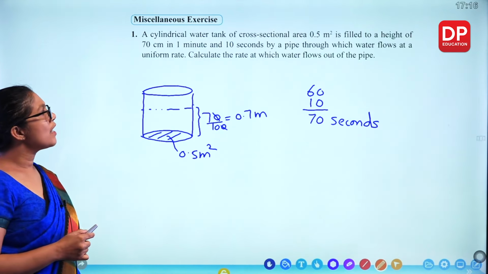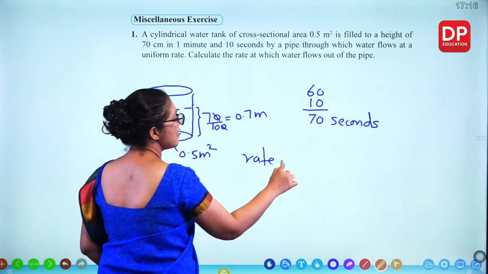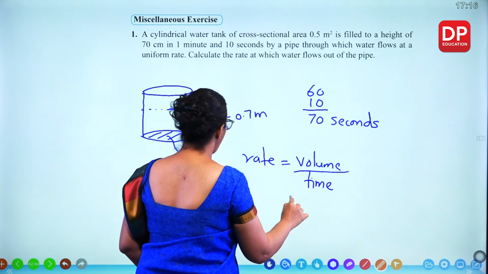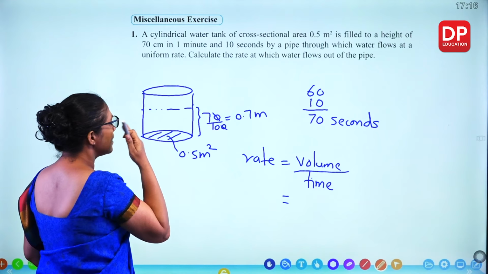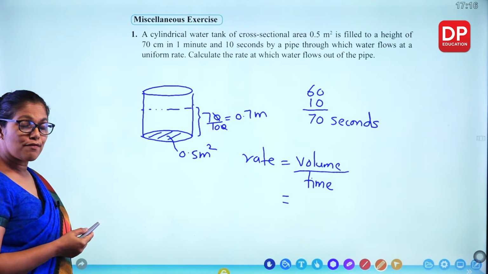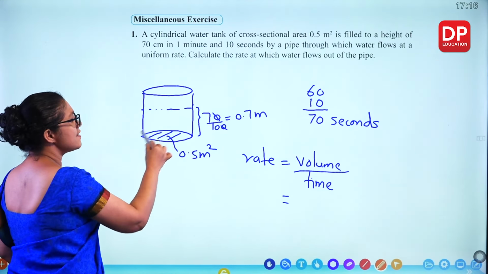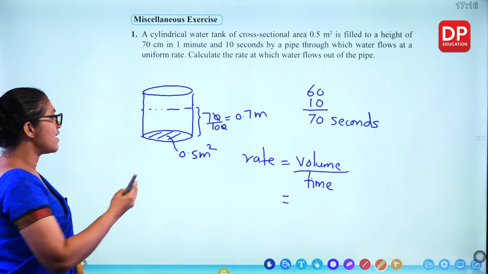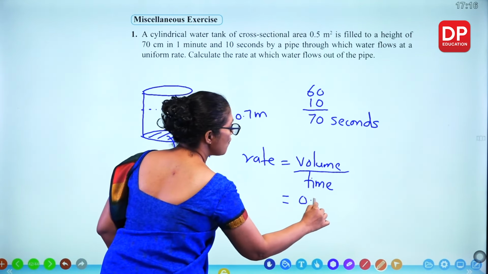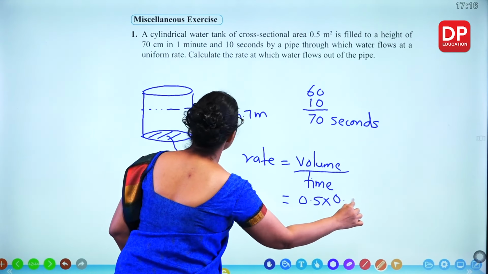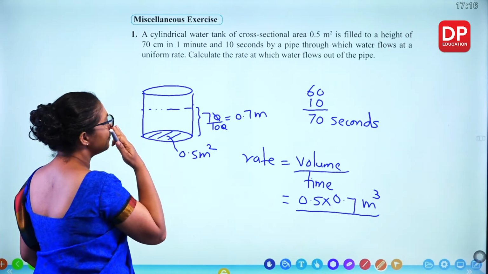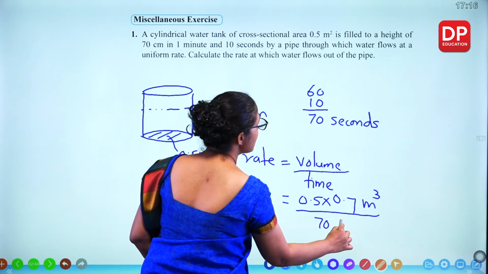So how can we find out the rate? Rate is volume over time. Volume is given in cubic meters. How can we find out volume of a cylinder? This is like a prism. If you know the cross-section area, area of the cross-section into height. So we can write 0.5 times 0.7 cubic meters is the volume. Then what's the time? 70 seconds.